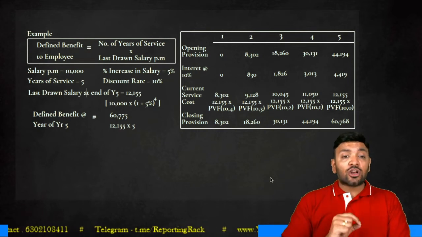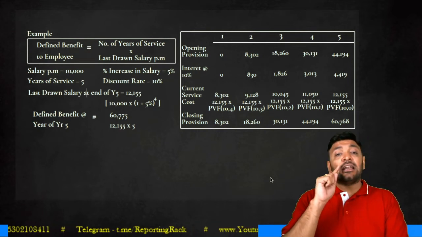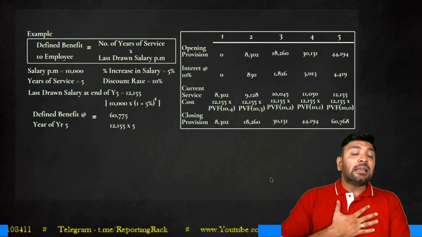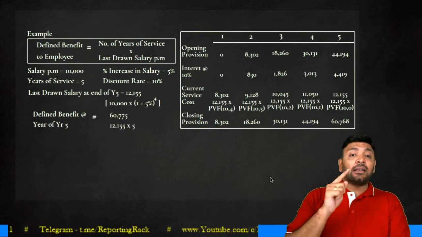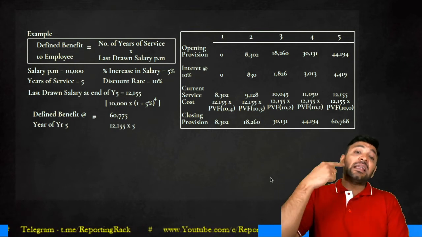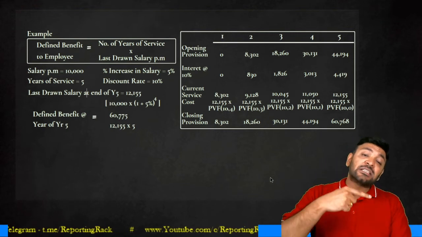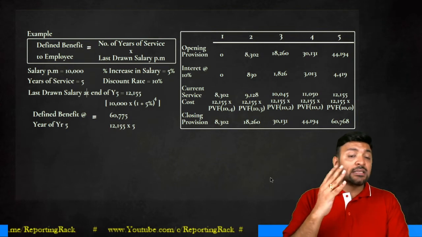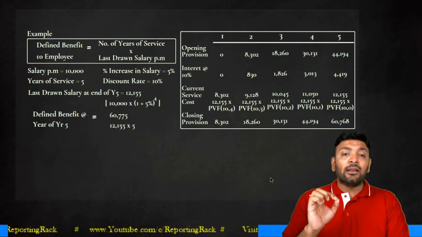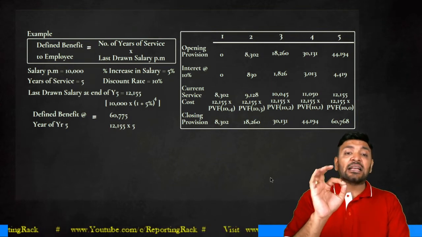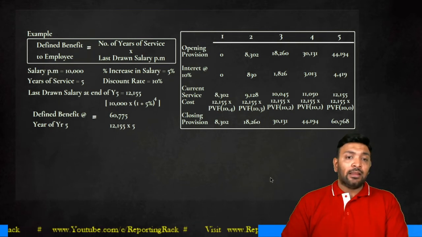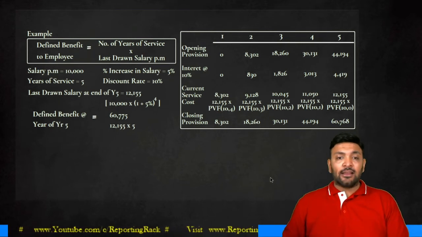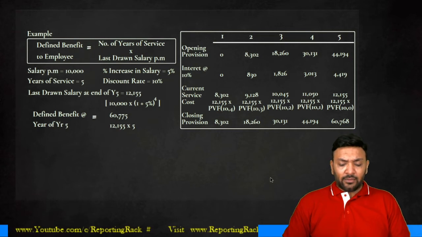So what is his last drawn salary? Each year it will increase by 5%. Currently it is 10,000. Next year it will be 10,000 plus 5%. The year after, it will be 10,000 plus 5% plus 5%. Like this, 5% will increase over 4 years. At the end of the 5th year, I'll calculate a salary as 12,155, increasing it by 5% every year. You use your calculator and get it.